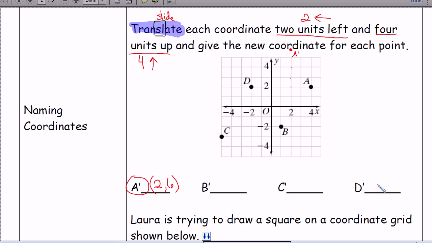Rest, B prime, C prime, and D prime. Move them left and up, and give me the coordinates of the new.